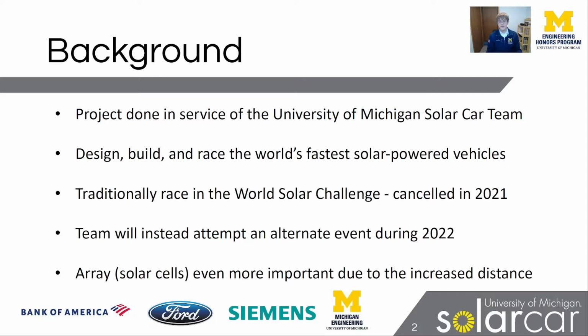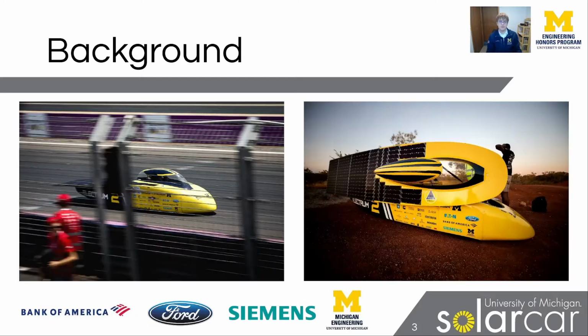Because this alternate event will have an even longer distance than usual, our array and solar cells will be even more important, as we will have more time on the road and will need to capture more energy from the sun to successfully complete the race. To give you an idea of what our cars might look like, here's two photos of our 2019 car, Electrum, which took third place in the 2019 Bridgestone World Solar Challenge.